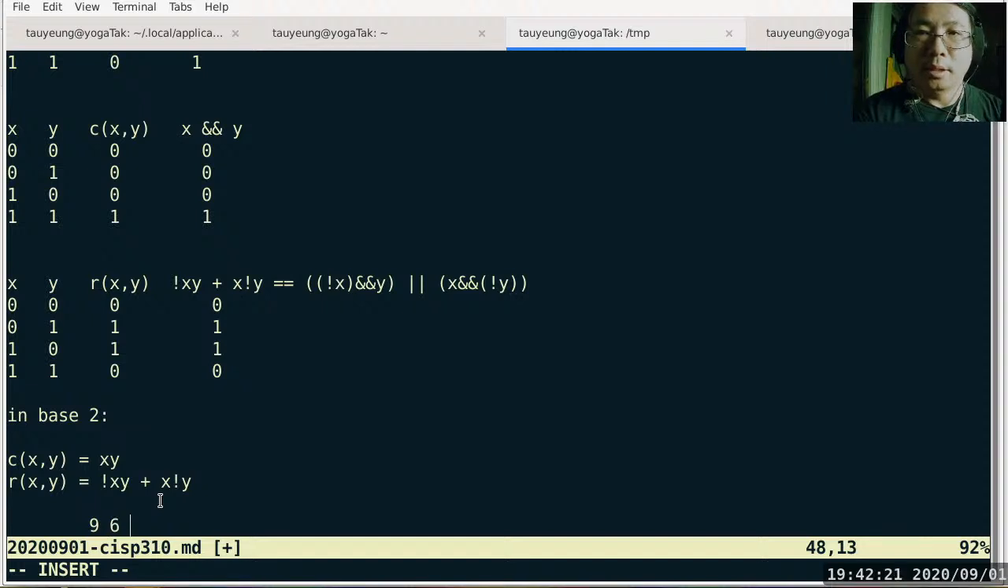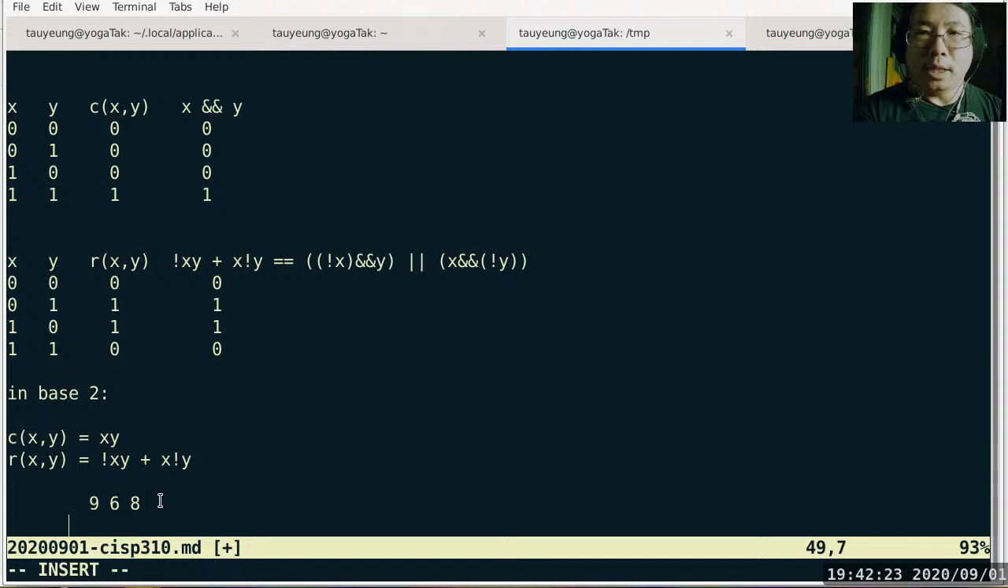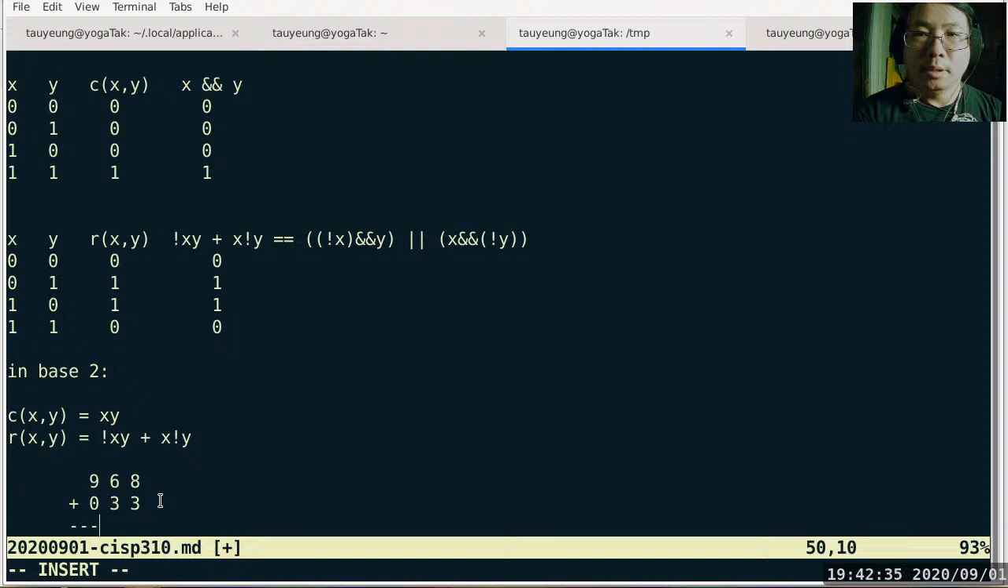So I'm going to give us a number like 968 plus 033. We look at this and go, okay, that doesn't sound too hard. I know most of you can do this without using a piece of paper or a calculator. I cannot see what you're doing. I hope you're not using a calculator to figure out the answer to this one.